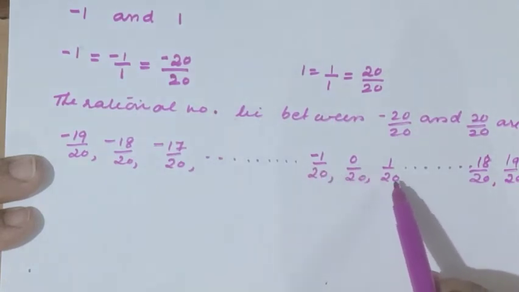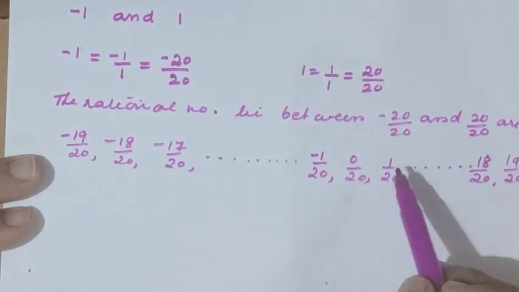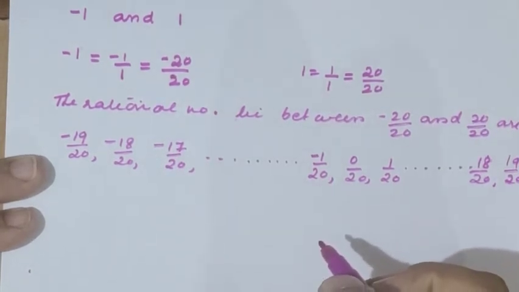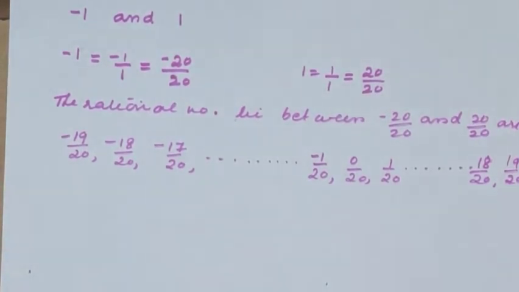Now we have considered positive numbers up to 20 only, so 1 by 20, 18 by 20, 19 by 20. Last time when it was 10, there we have seen that minus 9 by 10 we started and plus 9 by 10 we completed, like that. Here minus 19 by 20, and they ended with 19 by 20.